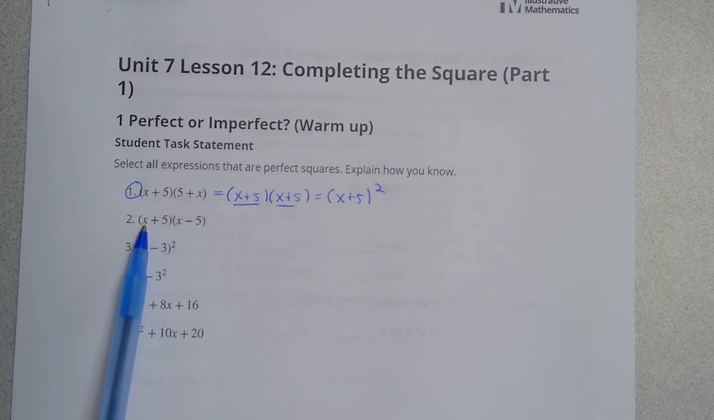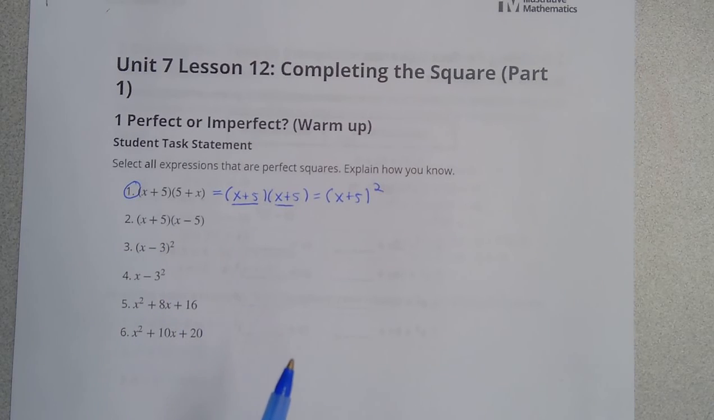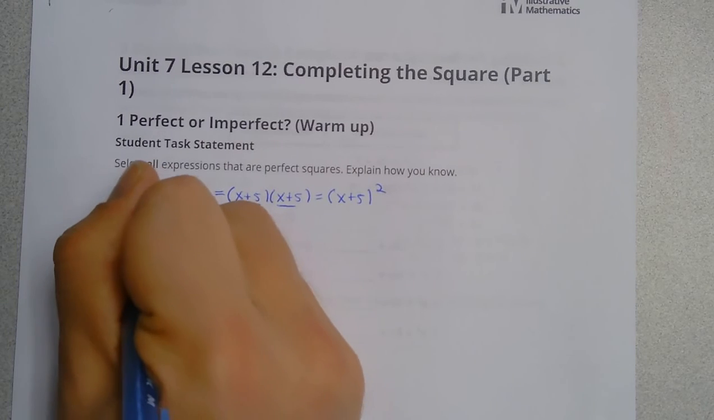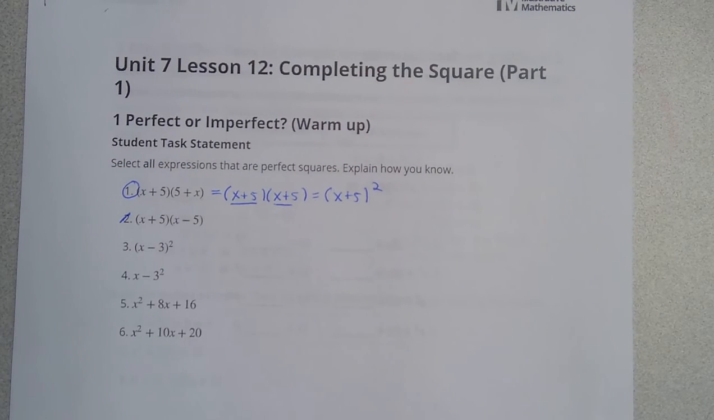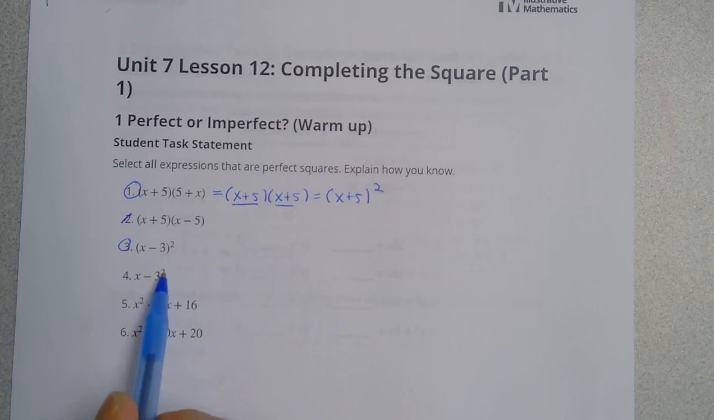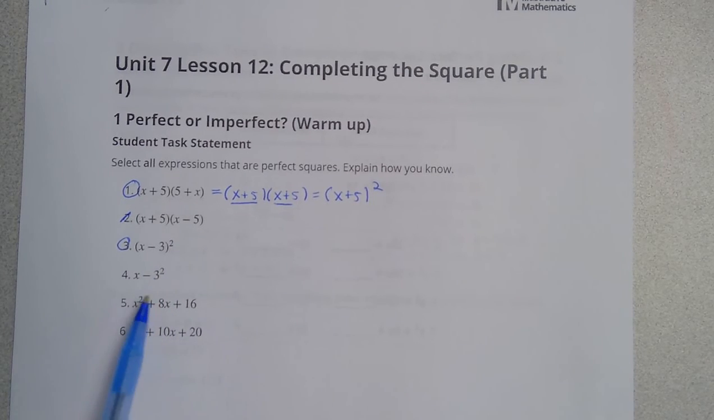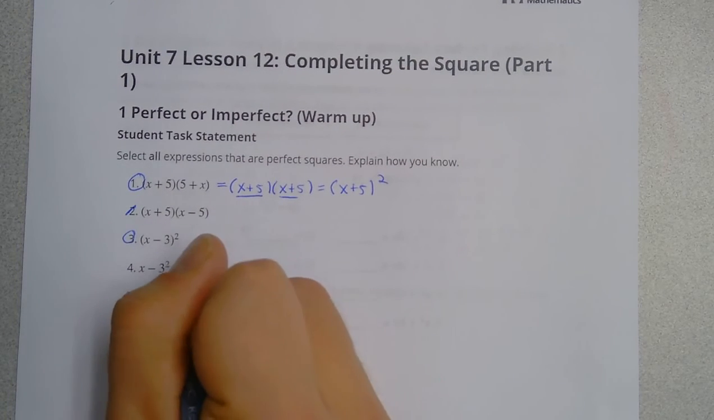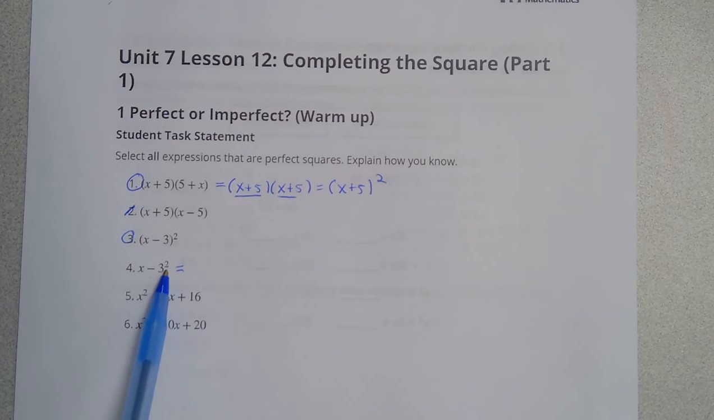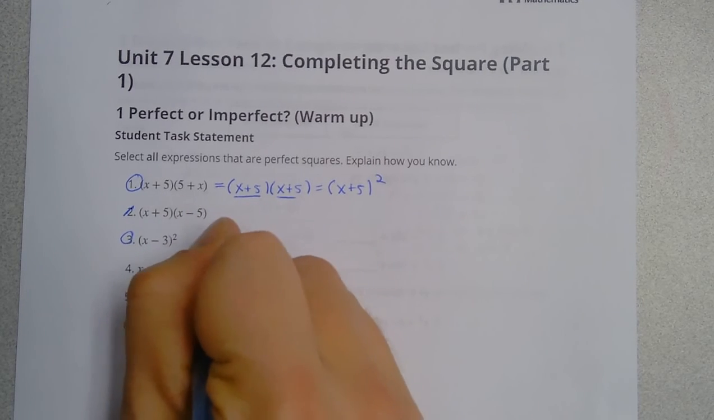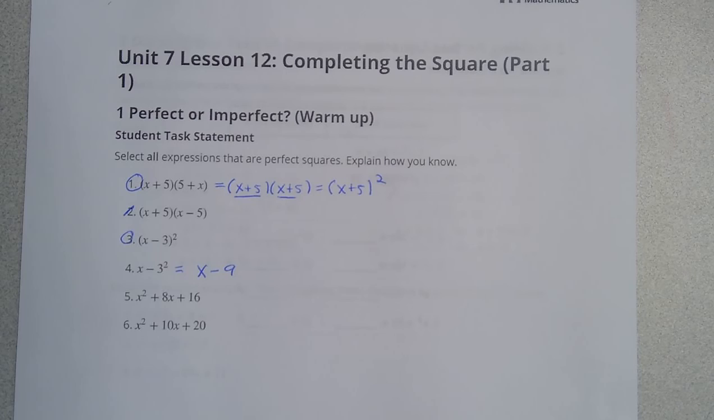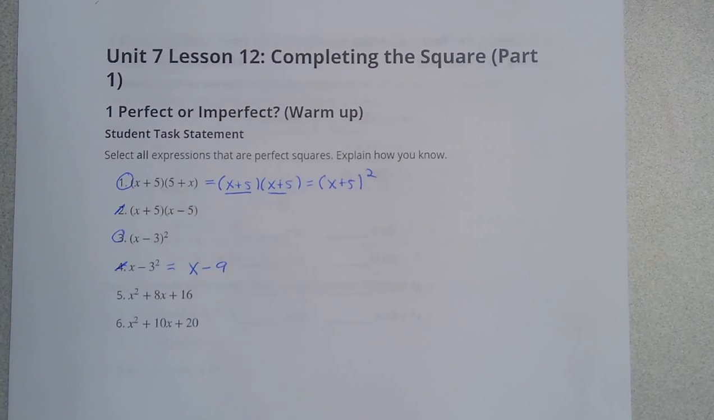So here I have x plus 5 times x minus 5. I can't write that as a perfect square. Here, x minus 3 squared is written as a perfect square, so yes. Here I want to say yes for number 4, x minus 3 squared, but if I do my order of operations, 3 squared is 9, so this is really x minus 9, and nothing is squared here, so nope.